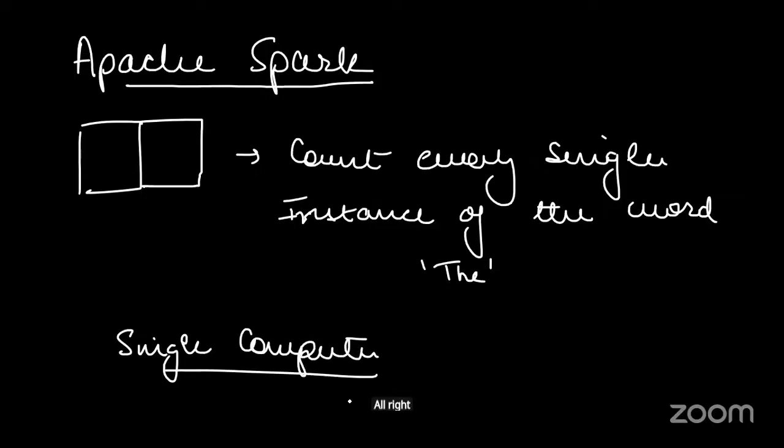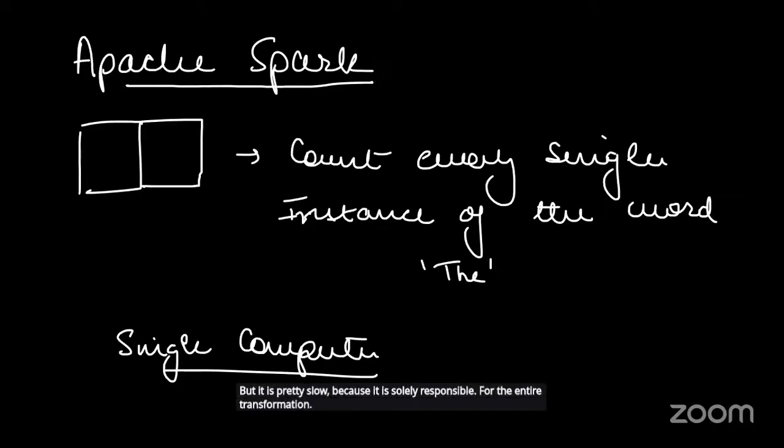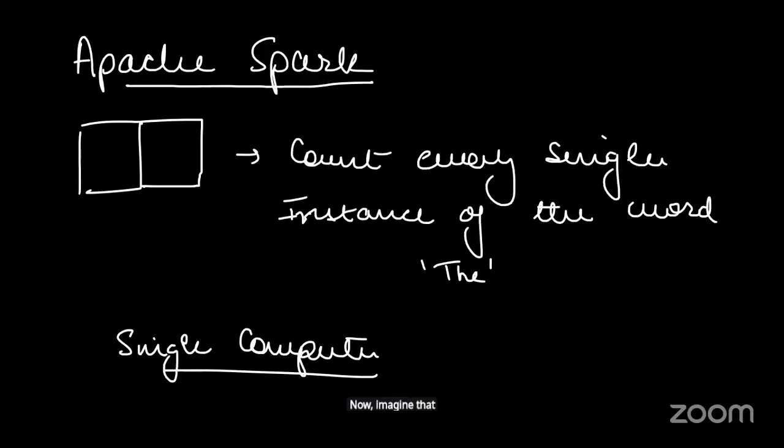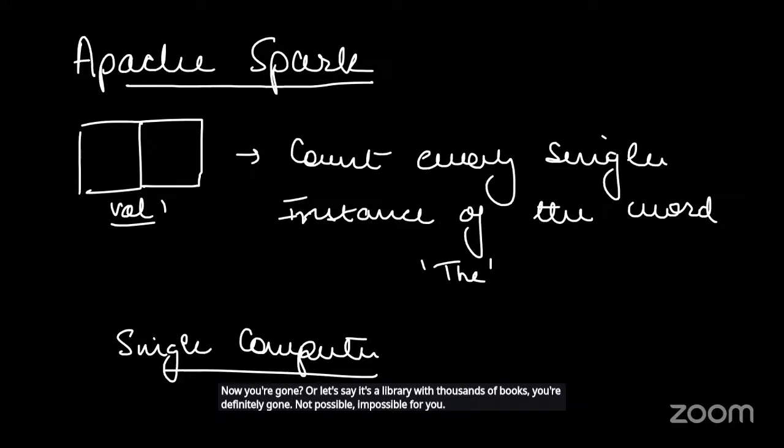All right. This is also how a single computer would work, right? On a very large file. It is effective, or it can do it, but it is pretty slow because it is solely responsible for the entire transformation. Now imagine that the book itself is just volume one. There are 5 different volumes of this book. Now you're gone. Or let's say it's a library with thousands of books. You're definitely gone. Not possible, impossible for you, right?